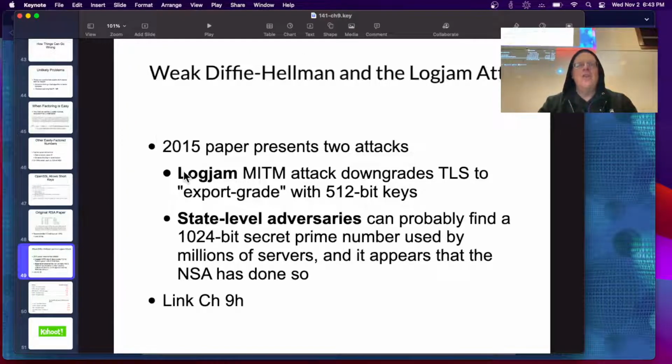And they call that the logjam attack. I can intercept your traffic in the middle and change your traffic so it tells the server that you're using this old weak computer, and it has to downgrade the encryption, and therefore you can get it down to a crackable level. And of course, state-level adversaries, as we say, can probably crack a 1024-bit key, and it turns out that a whole lot of servers are using the same prime numbers.